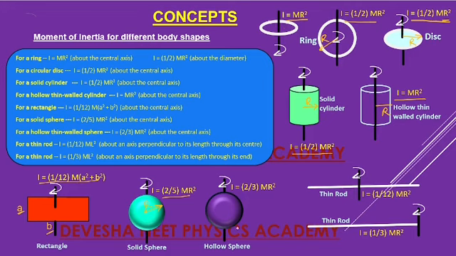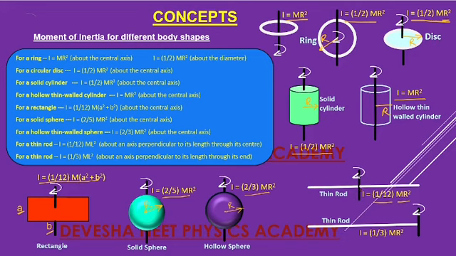In this case, this is a hollow sphere, and if the hollow sphere has radius r, this is represented by 2 by 3 mr square. This is the moment of inertia. In case it is a thin rod, then it becomes 1 by 12 mr square.